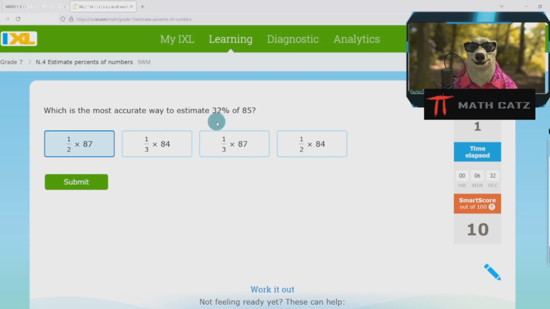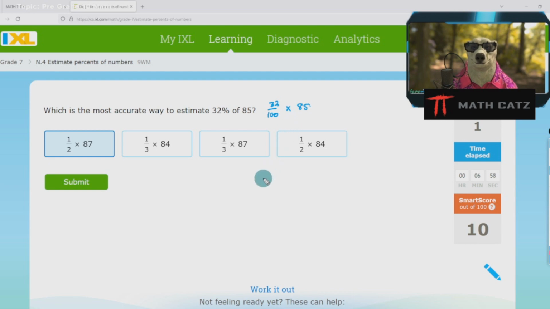justify some little estimations for sure, because 32%, it's not like 25, which simplifies to a nice fraction. 32% is slightly more annoying. 32 over 100 times 85. Yes, okay, so that is more of a hassle for sure.